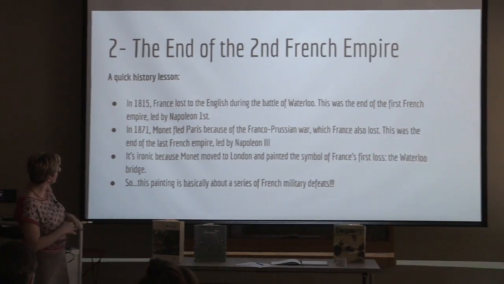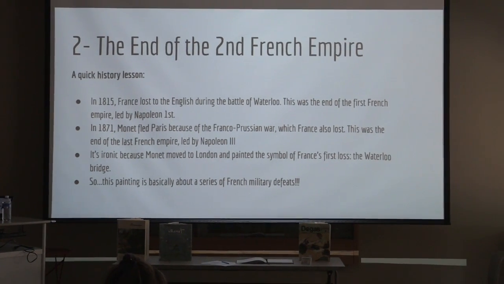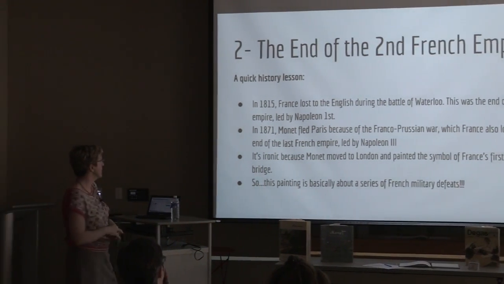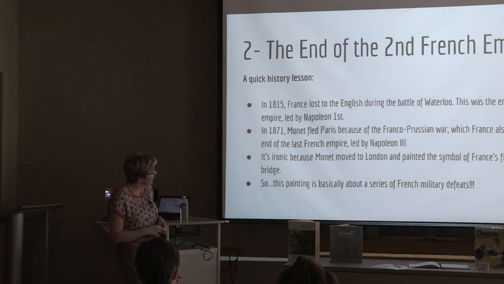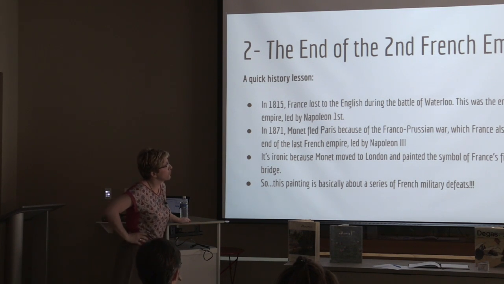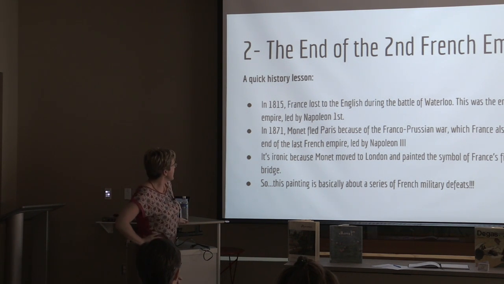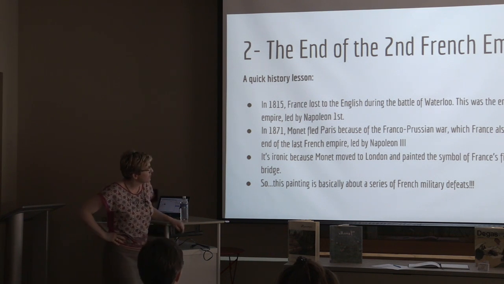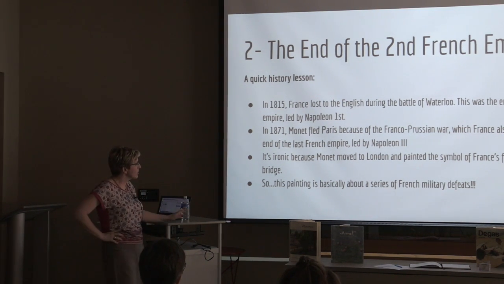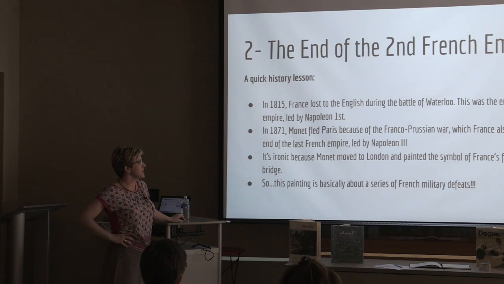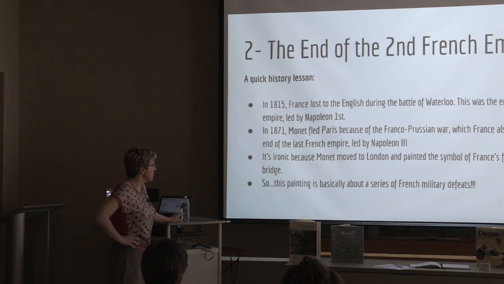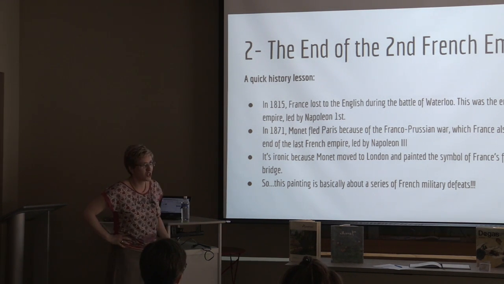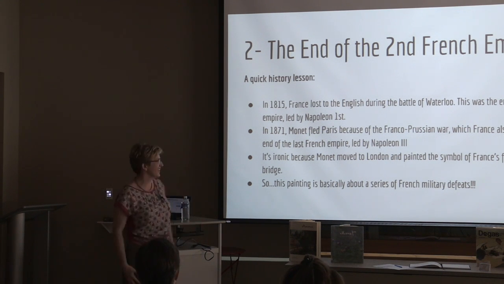So a quick history lesson. In 1815, France lost to the English during the Battle of Waterloo. This was the end of the First French Empire led by Napoleon I. In 1871, Monet fled Paris because of the Franco-Prussian War, which France also lost. This was the end of the last French Empire led by Napoleon III. It's ironic because Monet moved to London and painted the symbol of France's first loss, the Waterloo Bridge. So this painting is basically about a series of French military defeats.